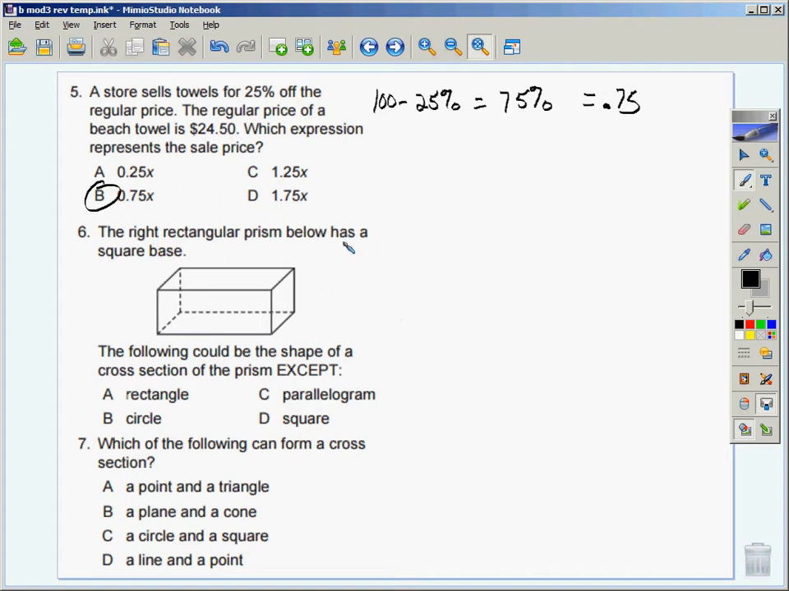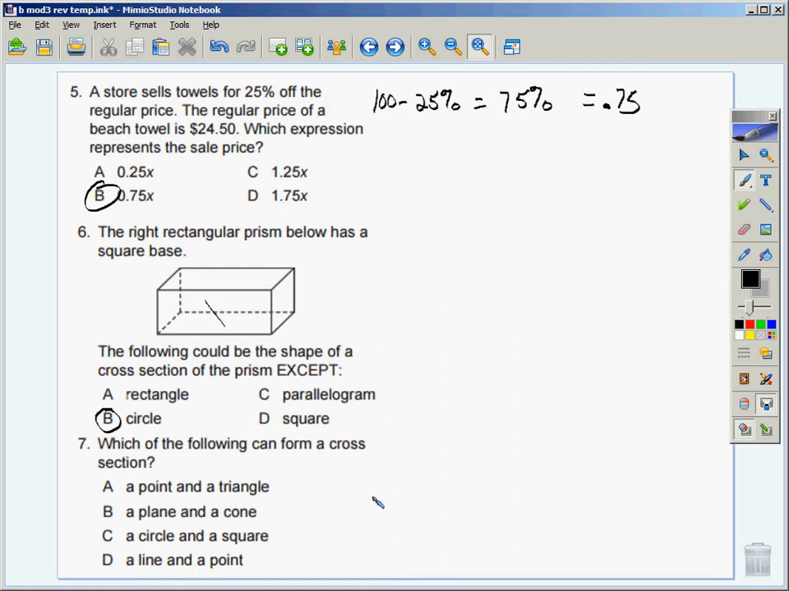The right rectangular prism below has a square base. The following could be the shape of a cross-section of the prism except. There is no way to get a circle from a cross-section of a right rectangular prism. I could get a parallelogram if I drew it in diagonally. I could get a square since it does have a square base. I certainly could get a rectangle in many different ways.